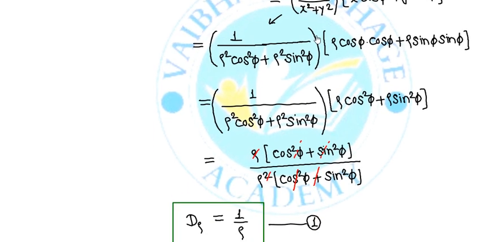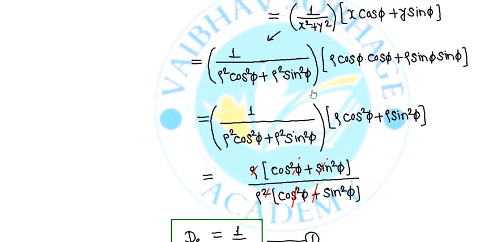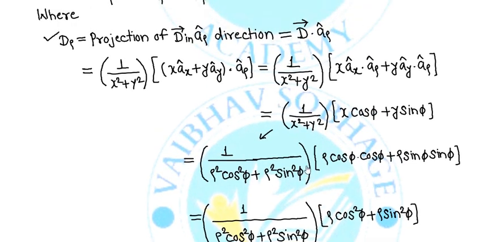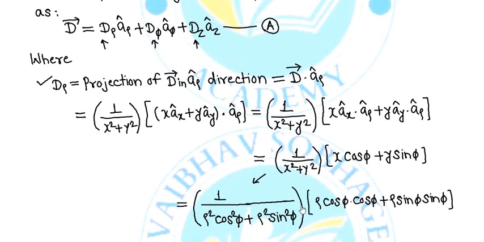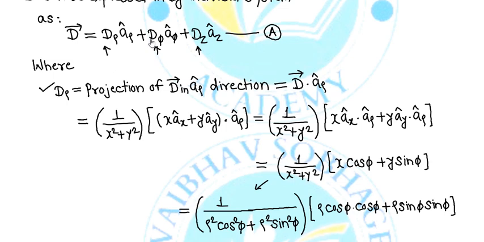We have that d rho is equal to 1 upon rho. Now we will move on to the second component, that is d phi. So d phi should be found in a similar fashion. d phi will be what now? The projection of vector d in the phi direction, and that will be equal to the given vector d dot phi cap.